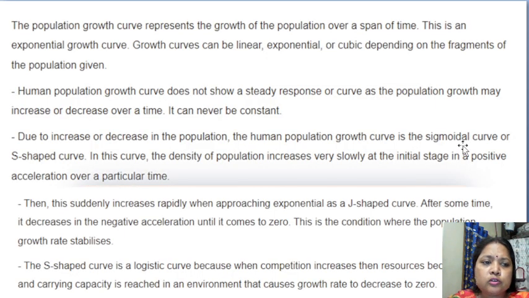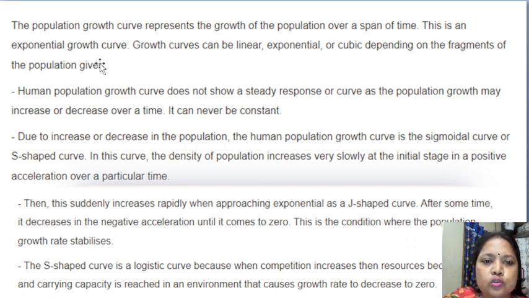Then the population growth curve. So what I told you is that demography is the statistical representation of the population growth. When population growth is shown in statistical terms, it gives you curves known as the population growth curve. It represents the growth of the population over a span of time.